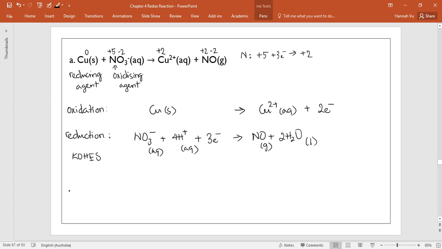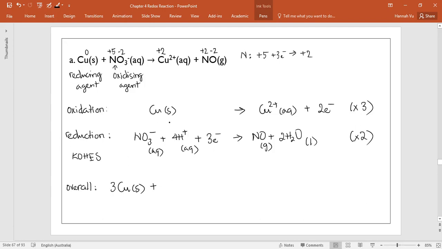Once you have the oxidation and reduction, you should be able to write the overall equation by adding these two halves together. But before you do so, you need to make sure that the number of electrons are the same so that they cancel out when you add the two half equations together. So I need to find the lowest common multiple of 2 and 3. I will need to multiply the oxidation half equation by 3, so I would get 6 electrons, and I'll need to multiply the reduction half equation by 2, so I also get 6 electrons. And if you add them together, the electrons will disappear. You should never have electrons appearing in the overall equation anyway.